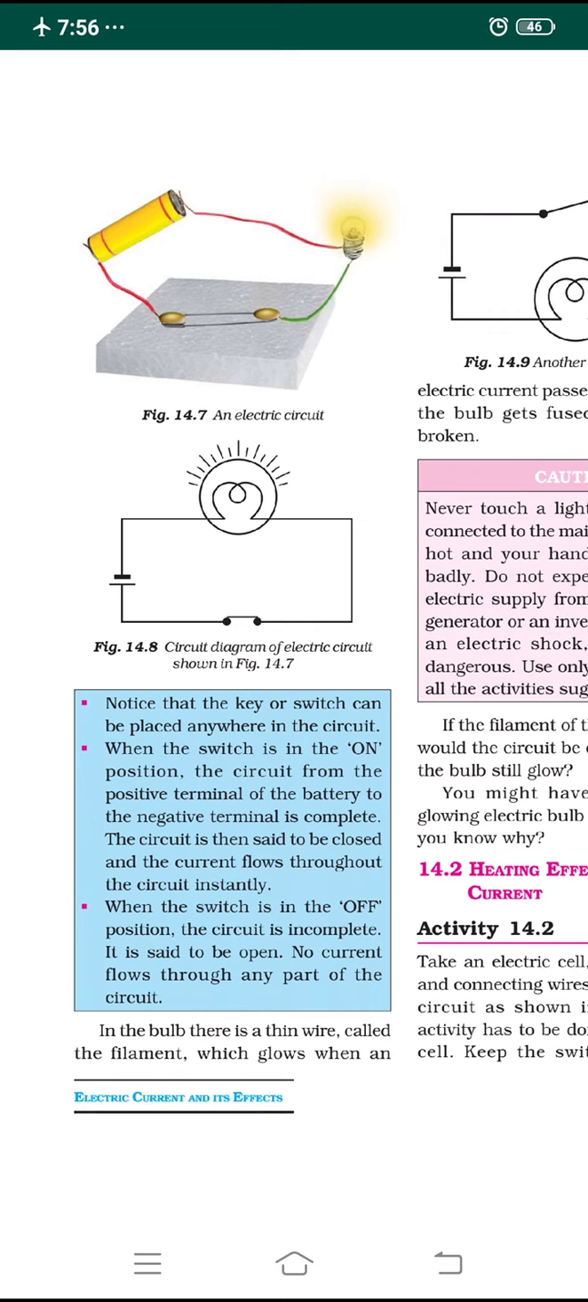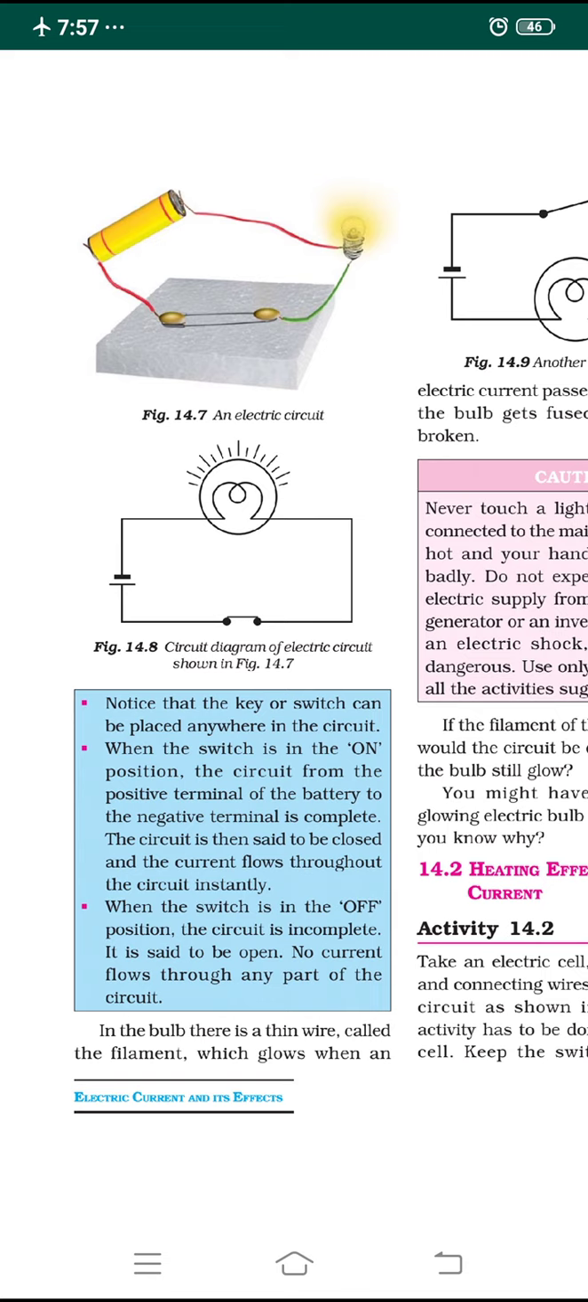Here you have to note some points. Notice that the key or switch can be placed anywhere in the circuit. You need not put it at a particular position. Anywhere you can place it. When the switch is in the on position, the current moves from the positive terminal of the battery to the negative terminal of the battery. Then we can say that the circuit is complete. The circuit is then said to be closed, and the current flows throughout the circuit instantly.